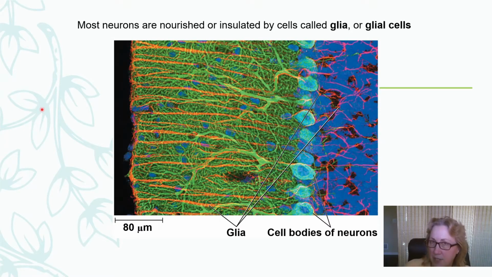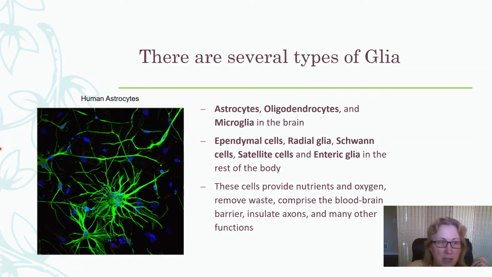There are a lot of other cells in the nervous system besides neurons. There are support cells. And these support cells generally are called glia, or glial cells. And there are quite a few different types. And they are much smaller than the neurons. So in this particular colorized microscope image, you can see large neuronal cell bodies, and then much smaller cells. Those are the glial cells. And there are different types, and they have different functions.